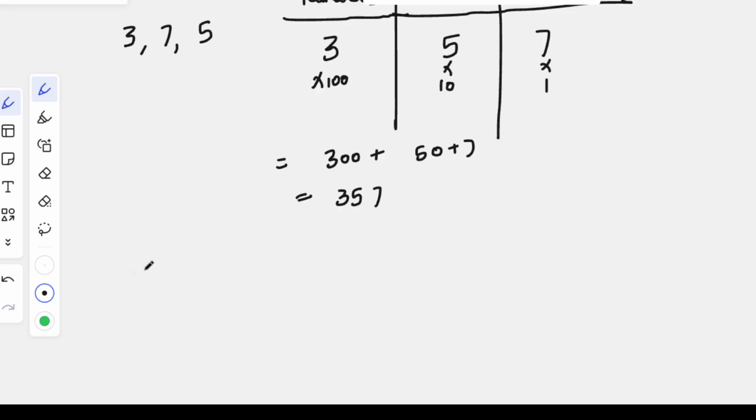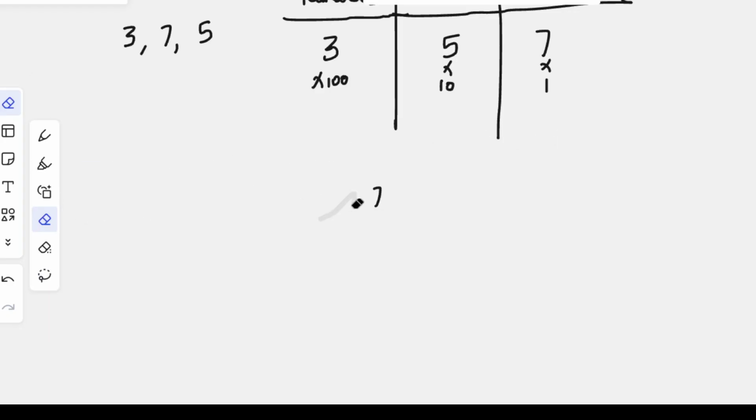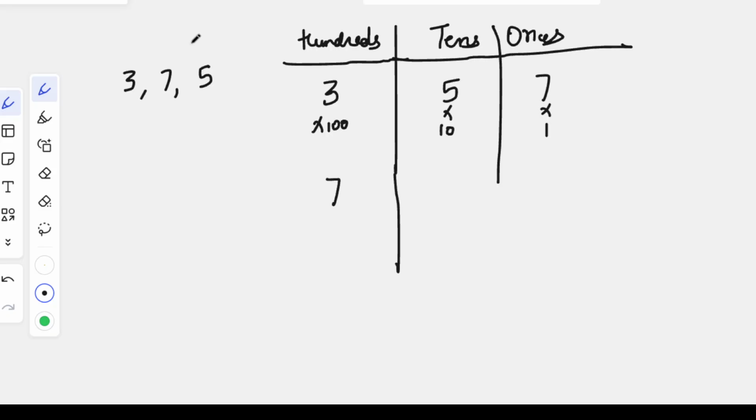Now for the greatest number, what we can do is write the greatest digit in the greatest column. Let me erase it, and we will use the same place value chart. So instead of 3 we will write 7 here, because 7 is the greatest digit here. Then we will write 5, the second biggest number, and then 3.